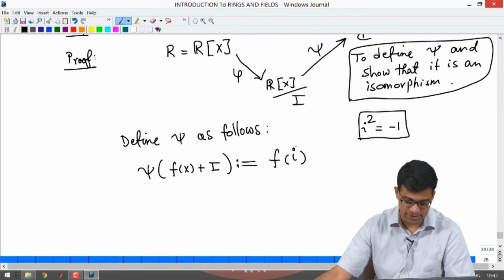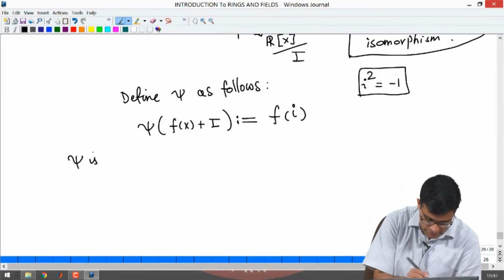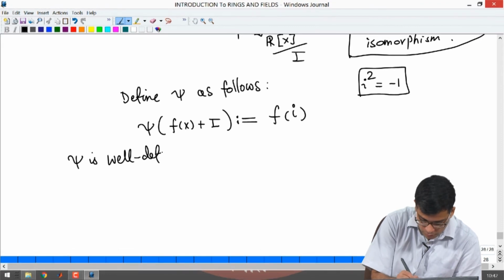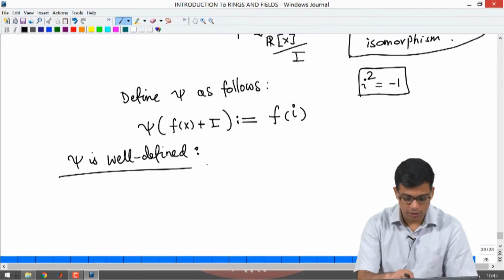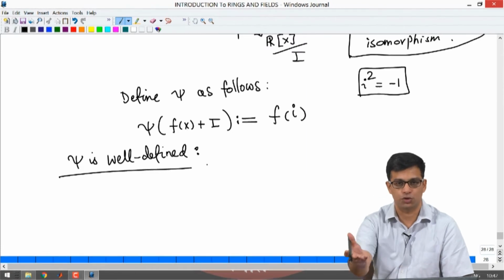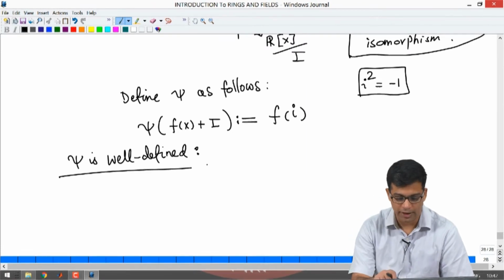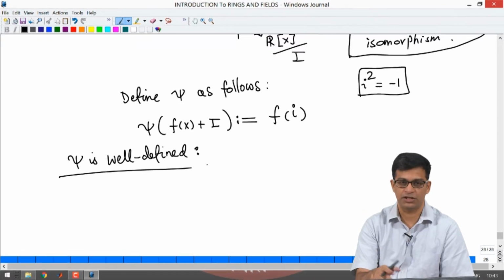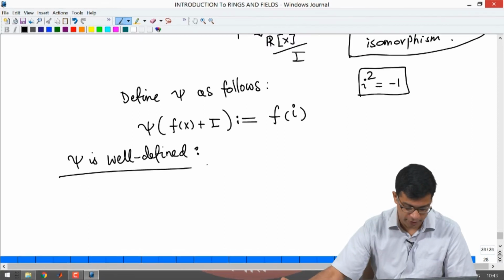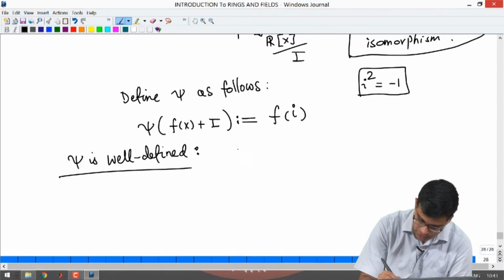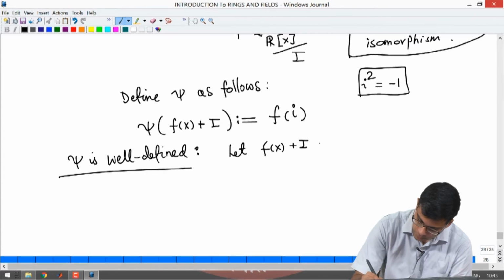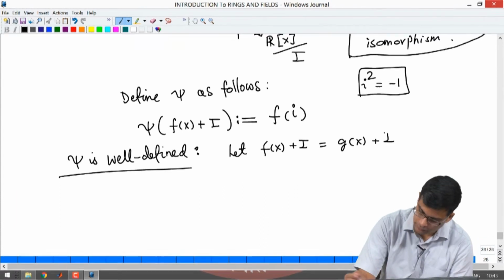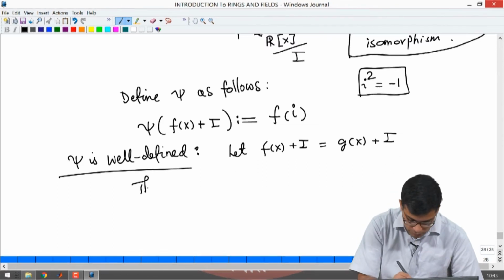So, again the question is, is it even well defined? Is psi well defined? That must be proved, right, because for this coset f(x) + I, maybe you choose g(x) as your representative and then your image will be g(i). I choose f(x), my image will be f(i). So, f(i) and g(i) should be equal to each other for this to be well defined. So, what we need to show is, let f(x) + I be equal to g(x) + I, right. That means f(x) minus g(x) is in I.